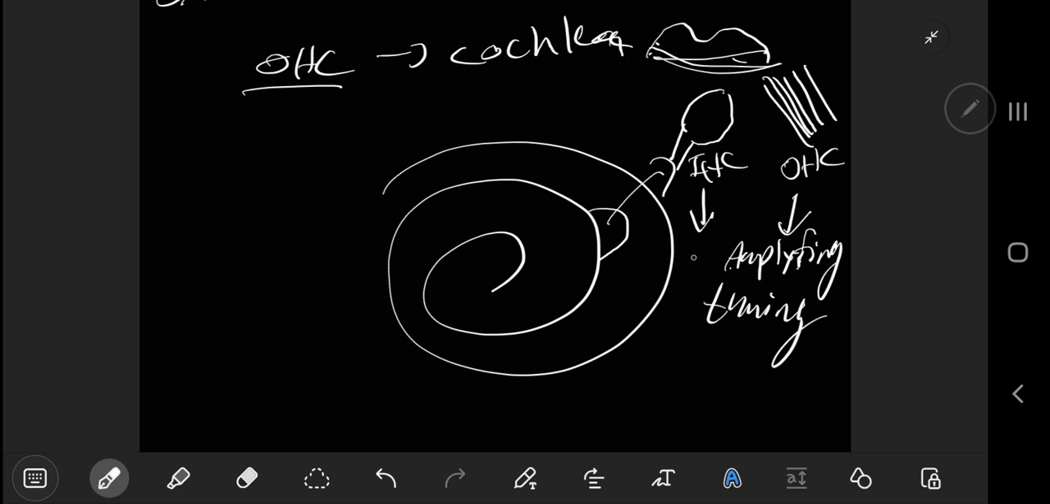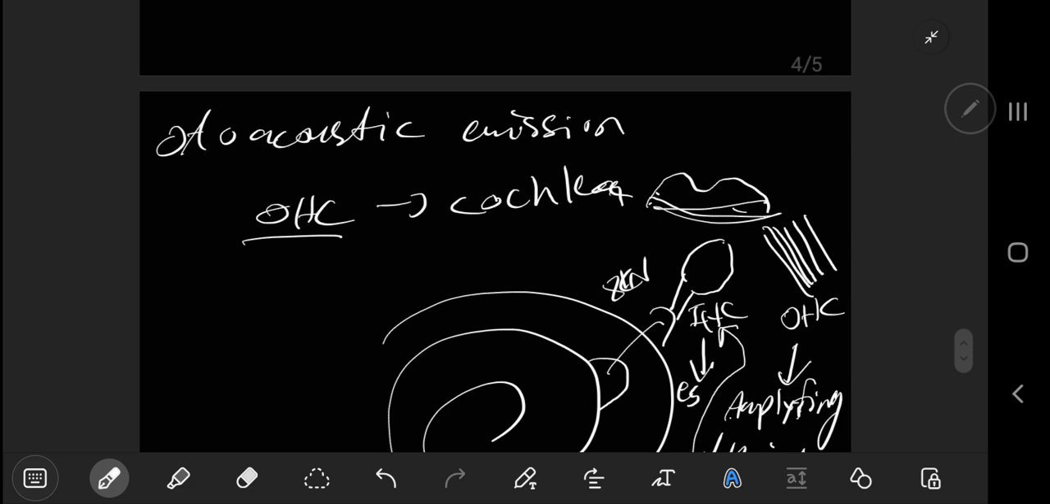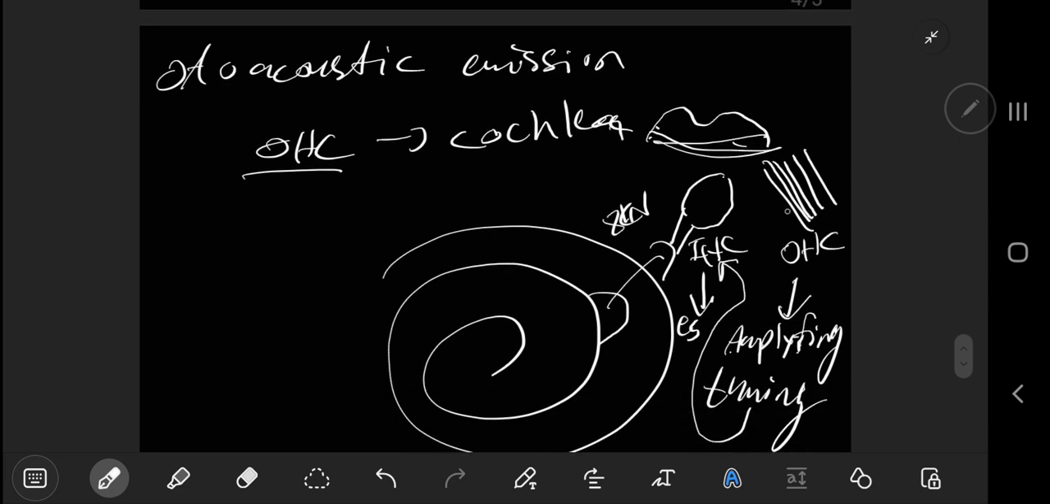And the inner hair cells are what transmit the signal as an electrical signal to the brain through the 8th cranial nerve. So the outer hair cells amplify such that the inner hair cells can get the signal better. So they are like helping the inner hair cells. They are, let's call it, the sensory part, and the inner hair cells are more like the neural part.